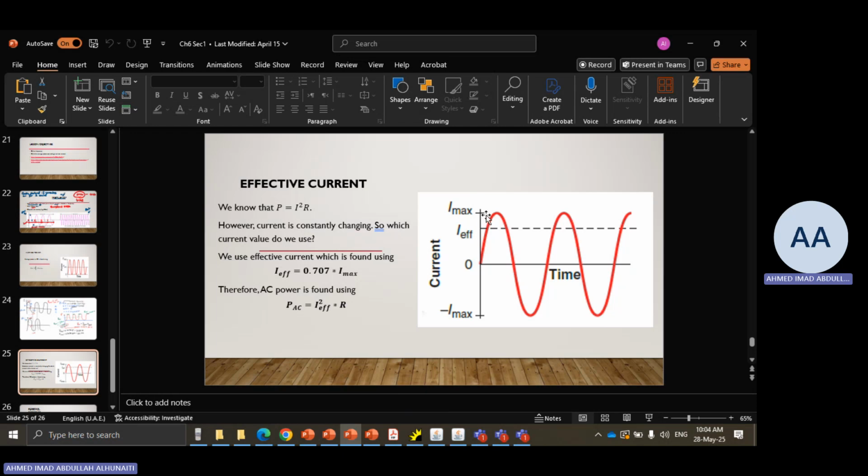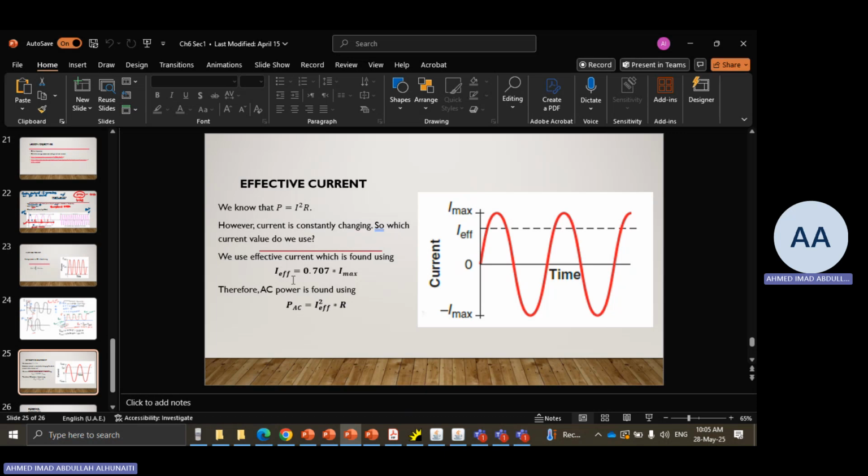So the maximum current achieved is called Imax, and the effective current, I effective, I'll not get into the significance of I effective. We will just, in this presentation, see how we can determine its value. So Imax is easy to identify. Just look for the maximum value, not on the scale, not on the grid, the maximum value of the curve itself. This is Imax. Now, how do I find I effective?